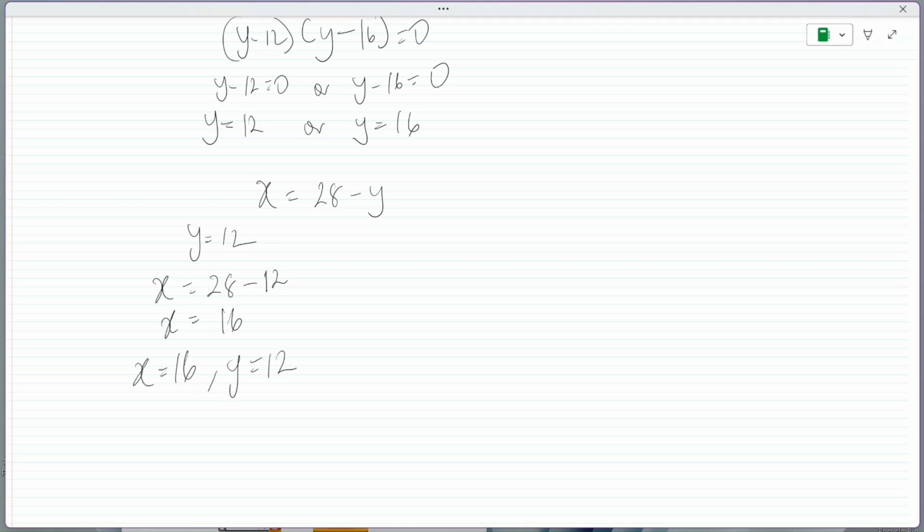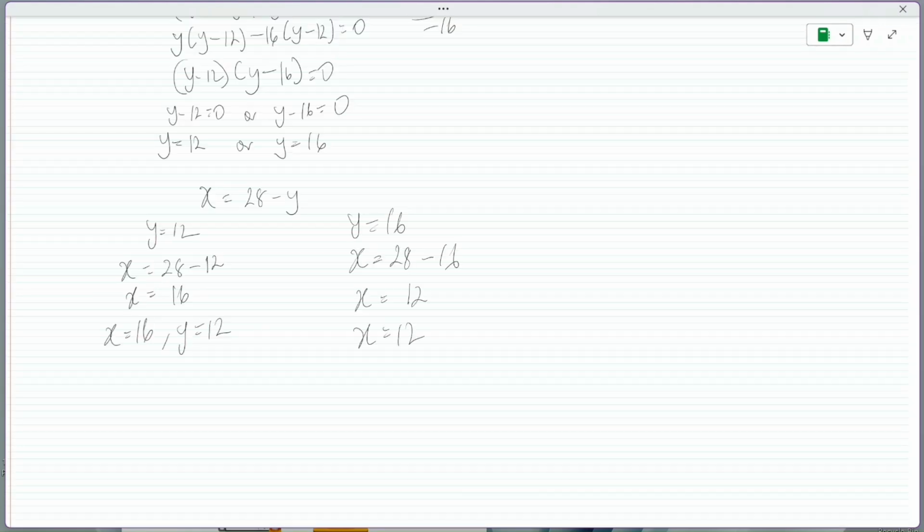For the second value for y, when y is 16, what's x? We still use equation 3, where you have x equals 28 minus y. So you have x equals 28 minus 16, the value for our y here. X is 28 minus 16. X is 12. So x is 12 when y equals 16.